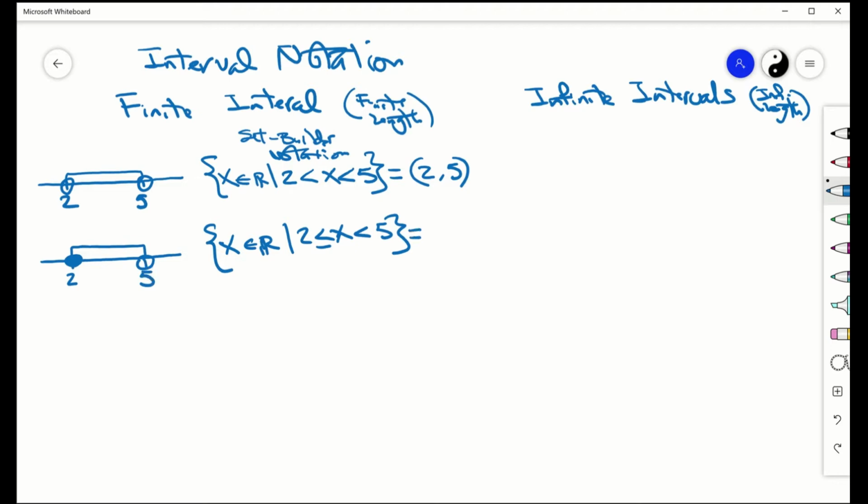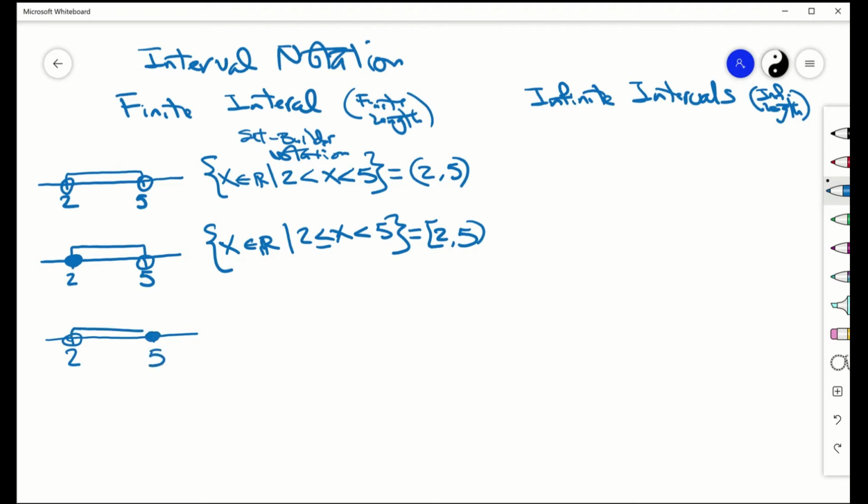Notice that the interval notation here will be bracket because 2 is included. When you want to include an endpoint, use a bracket. When you want to exclude it, use a parenthesis. So we put 2 comma 5, and we don't want 5 included, so we put a parenthesis on the right of 5. Okay? Then we have the possibility that maybe 2 is not included, but 5 is included, right?